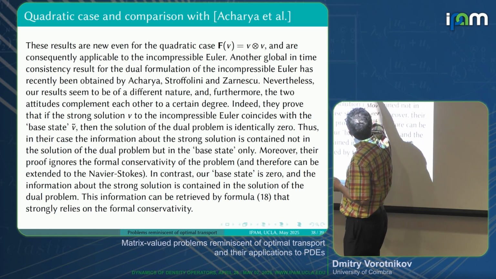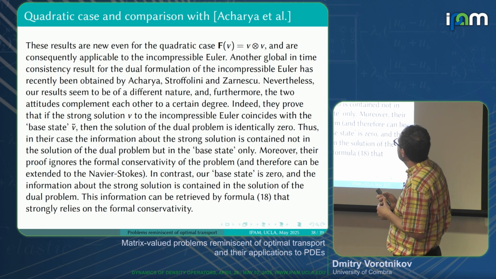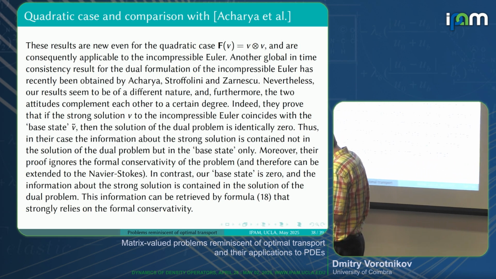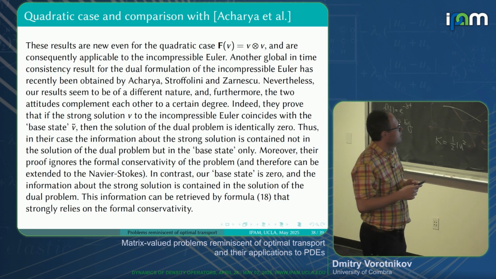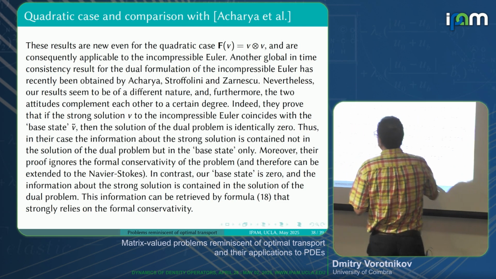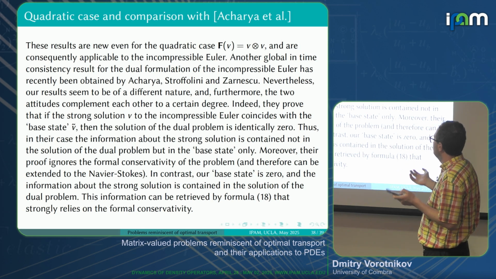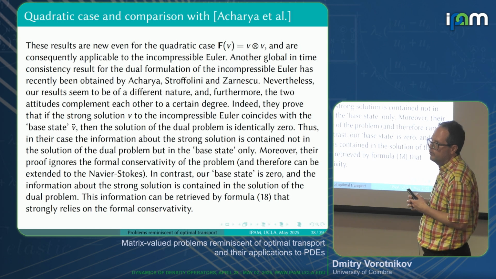And let me remark also that this group from Carnegie Mellon, right? So this is from Italy and this is from elsewhere, and they recently obtained also some kind of consistency, but their consistency is different. In there, they have some extra thing in the scheme, which is called base state, and they prove consistency if this base state coincides with the solution. And then the dual problem has identically zero solution. So in this case, it's very easy to prove consistency.